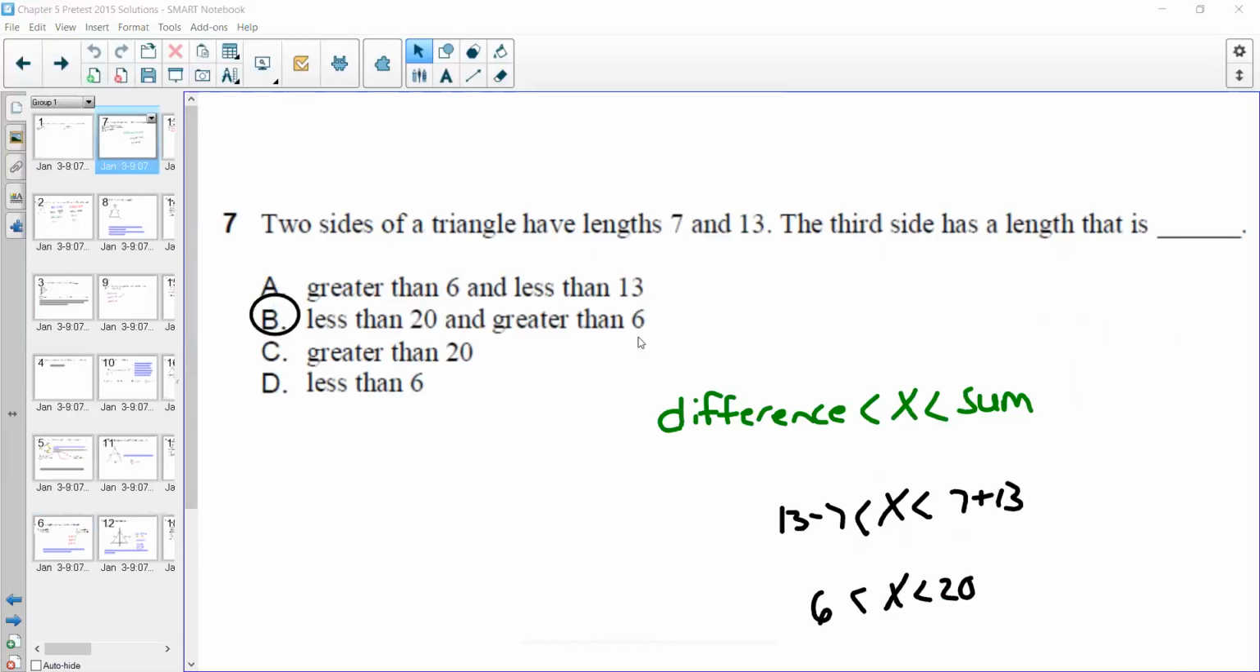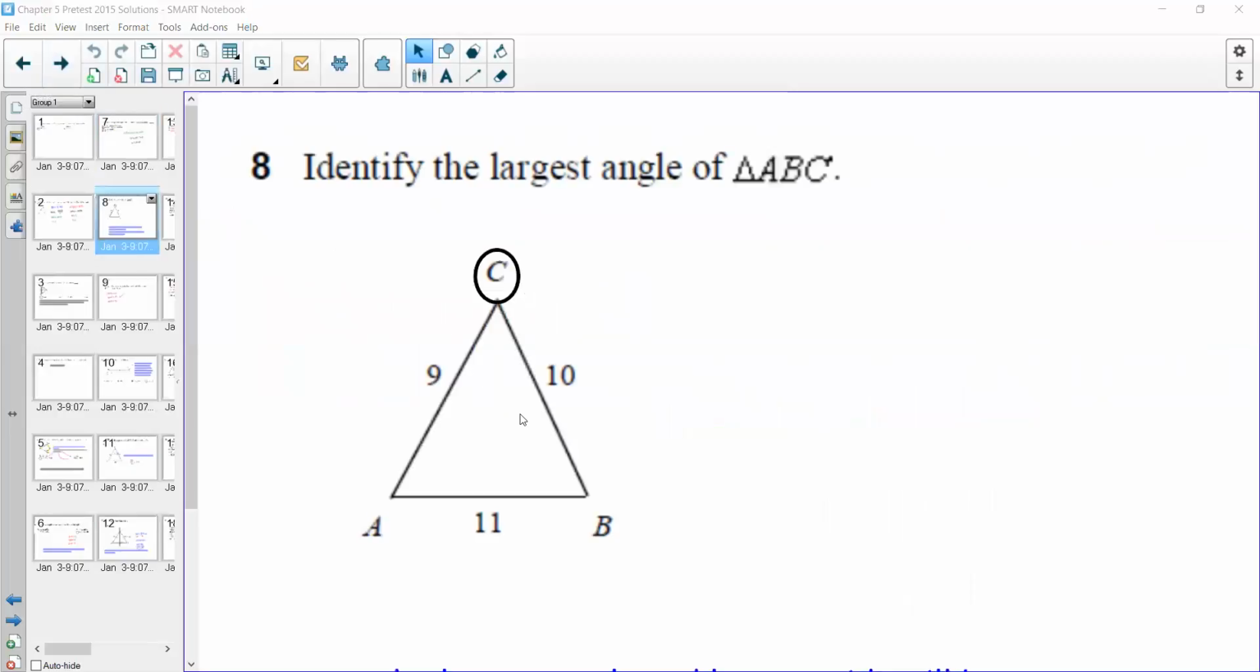Okay, so number 7, two sides of a triangle have lengths of 7 and 13. The third side has a length of what? So remember, we can determine the possible range of lengths for a triangle if we know two sides, because that unknown side length has to be less than the sum of the other two sides and greater than the difference of the two. Okay, so the largest angle is going to be opposite the longest side. So AB is the longest side.